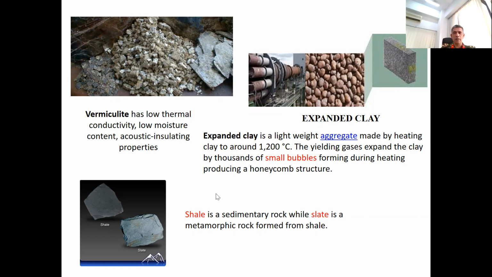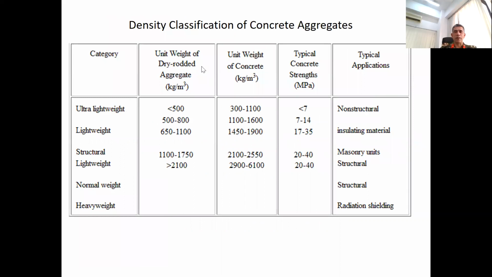We talked about shale. This is a sedimentary rock. And then slate. This is a metamorphic rock, which is formed from the shale over a period of time, through a process. So these are the types of aggregate.